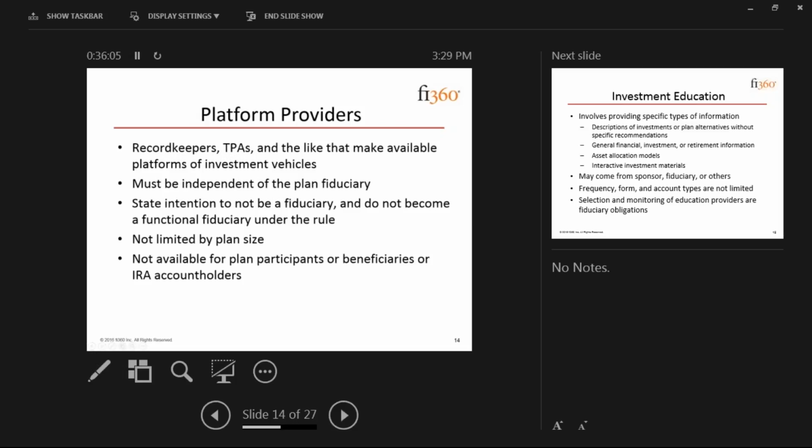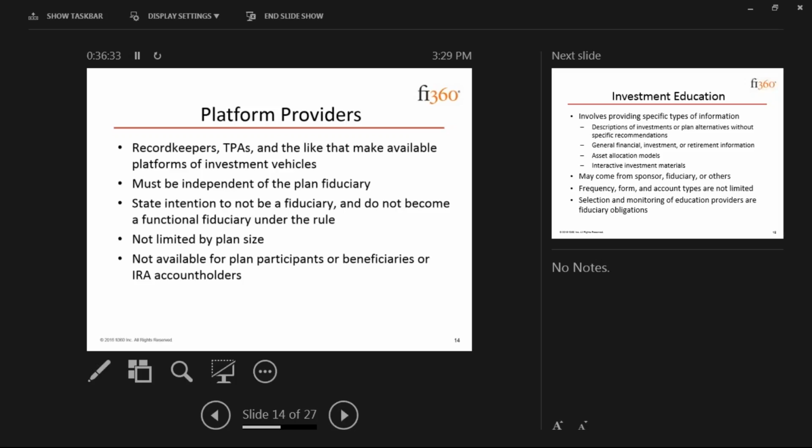Your platform providers, your record keepers, your TPAs, and others that make available platforms for the investment vehicles. So the record keepers, TPAs primarily, they have traditionally held themselves out as not being in a fiduciary role. We're just providing the platform upon which the fiduciaries can engage and make investment decisions that they're making and that we're not.